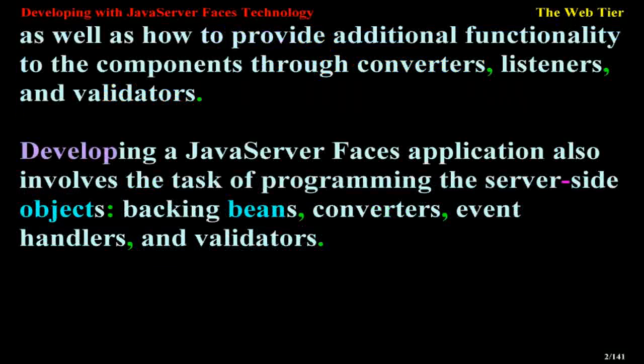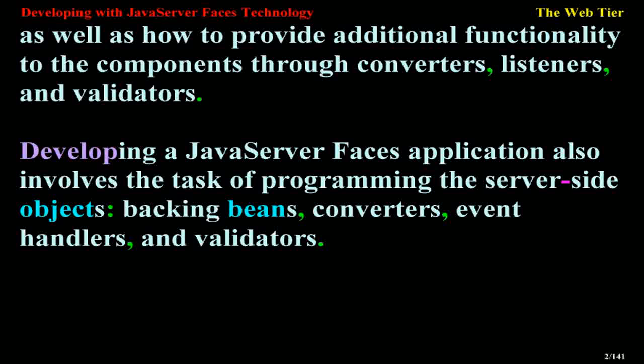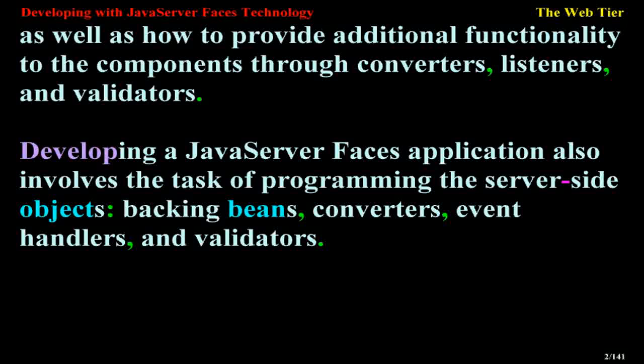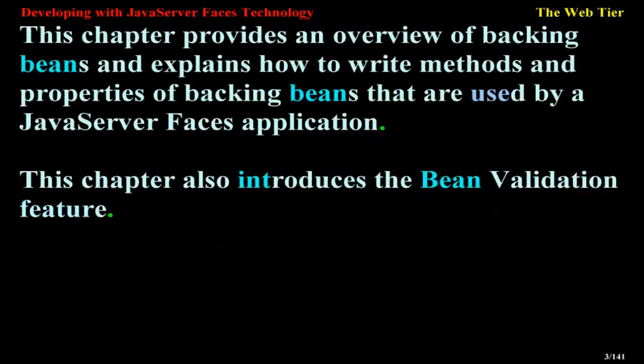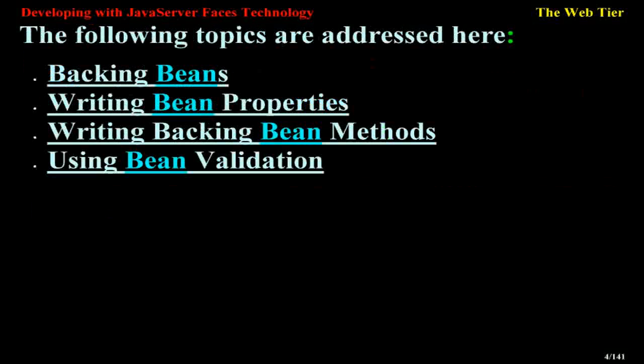Developing a JavaServer Faces application also involves the task of programming the server-side objects, backing beans, converters, event handlers, and validators. This chapter provides an overview of backing beans and explains how to write methods and properties of backing beans that are used by a JavaServer Faces application. This chapter also introduces the bean validation feature. The following topics are addressed here: backing beans, writing bean properties, writing backing bean methods, using bean validation.